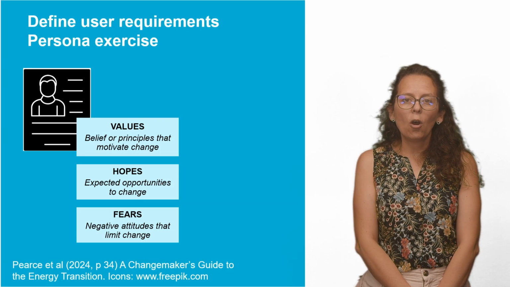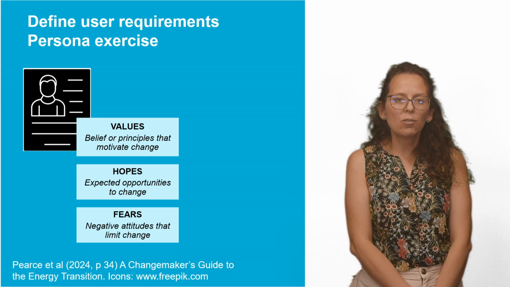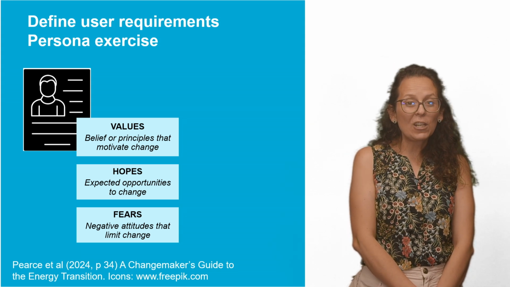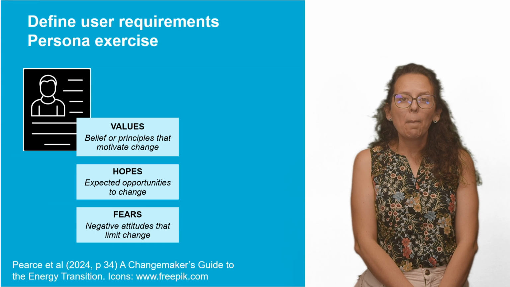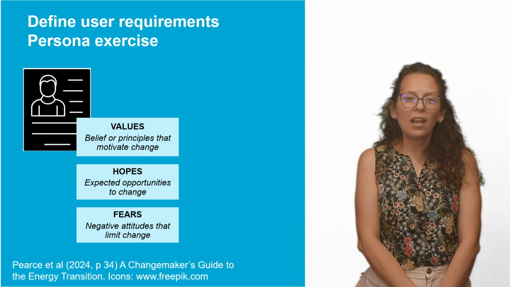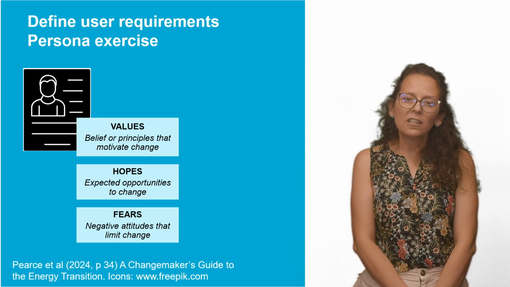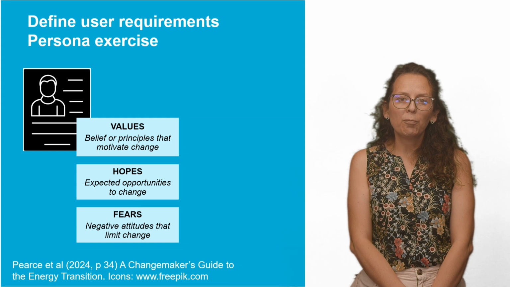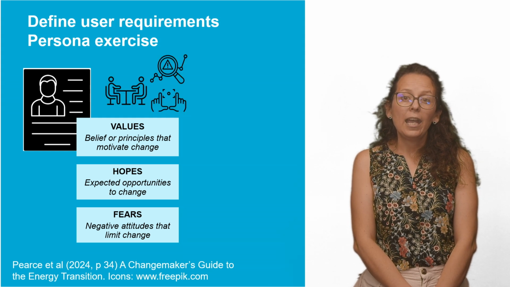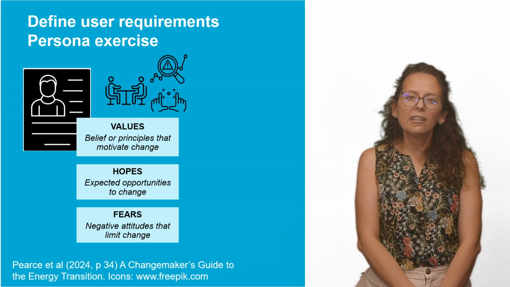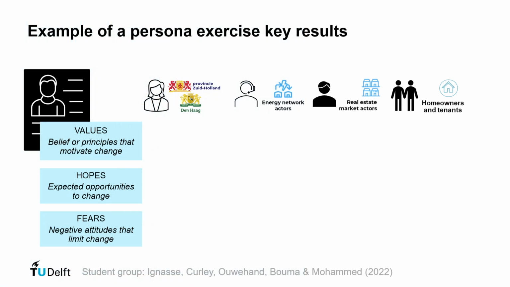Finally, you combine all insights into the user requirements of the key players into 3 to maximum 4 personas by grouping actors whose needs align closely. For each persona, determine the values, beliefs or principles that motivate change, expected opportunities to change, and negative attitudes that limit change. We continue with the example of the students group to illustrate this step.